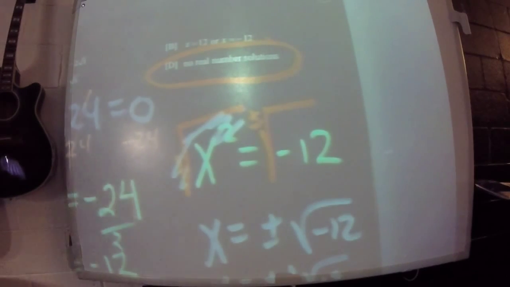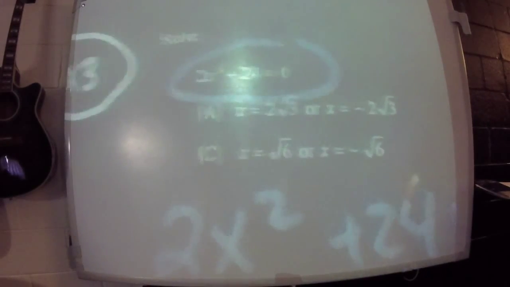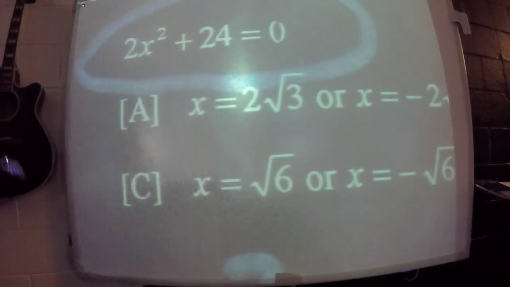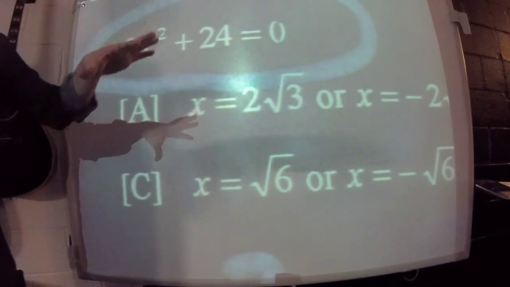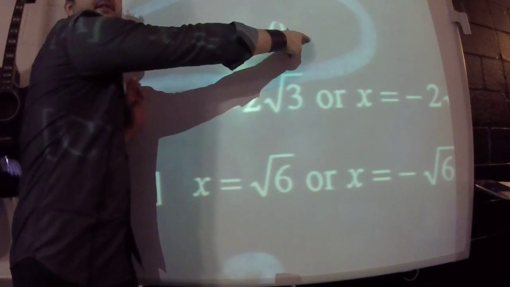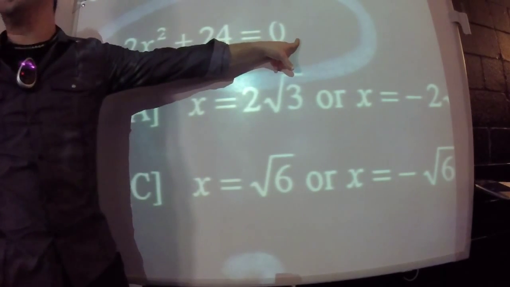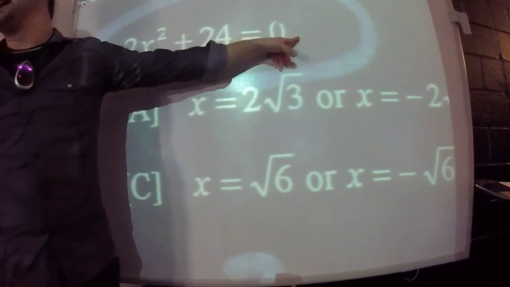Well, the reason I'm showing you that is because it's kind of easier to see if you think about it from the beginning. Say you were just going to look at it, like, I'm not even going to work it out, I just want to think. If I move 24 over, it's negative. Divide by 2, it's still negative 12. And the square root of negative 12, that is not real. You can't square root a negative.